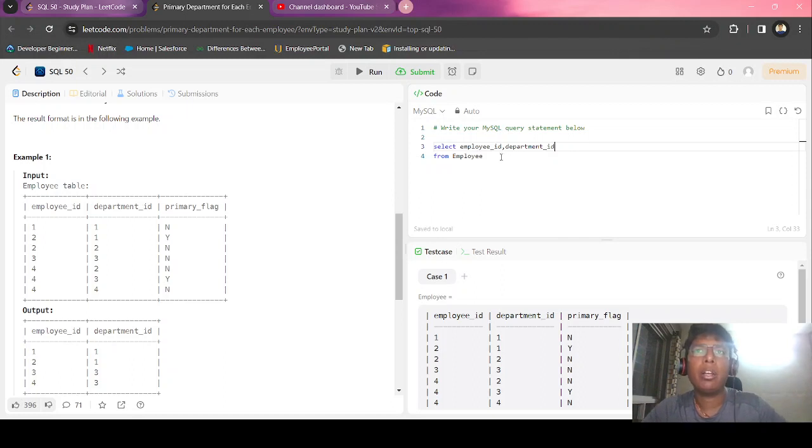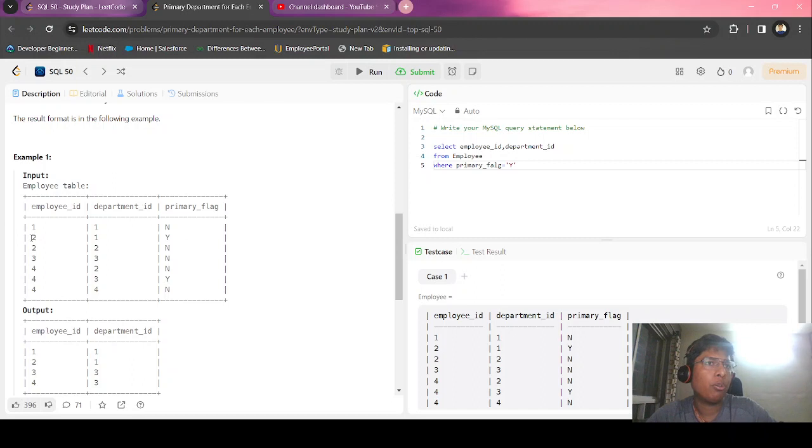For employee, where primary flag is equals to Y. So this is a very basic query. It will give you all employees having primary flag Y for a particular row.